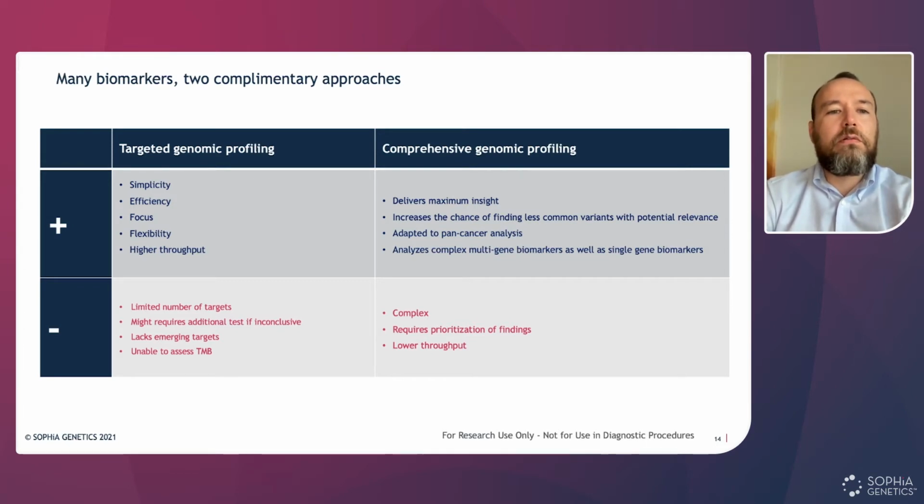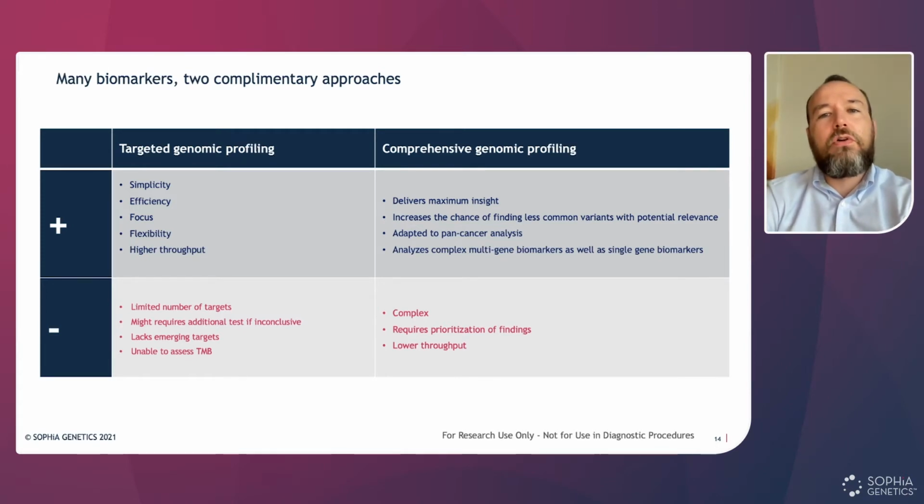On the other hand, just due to the design of a targeted genomic profiling panel, you would generally be limited in a number of targets that you run. But what that means also is that you might require additional tests if inconclusive. And again, by definition, it lacks emerging targets. And because of the size of the panel, it generally is unable to assess TMB, which requires quite a large footprint.